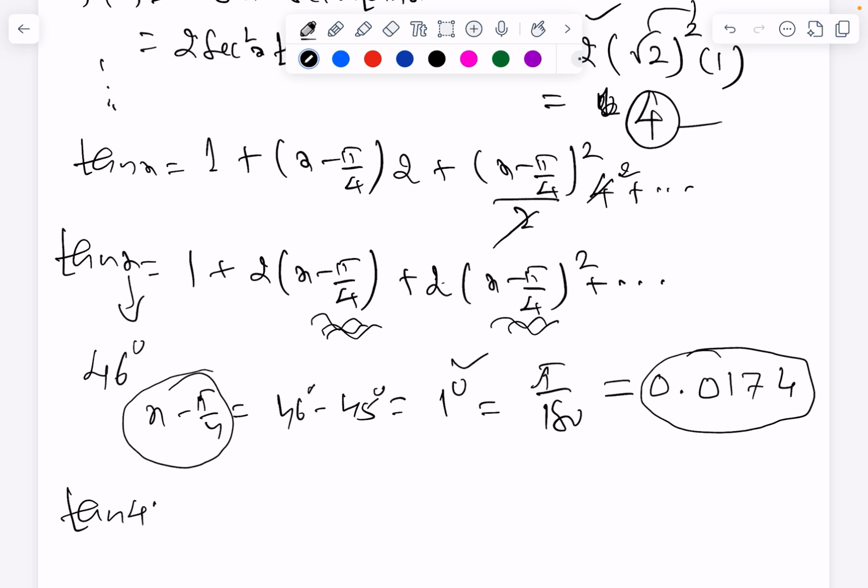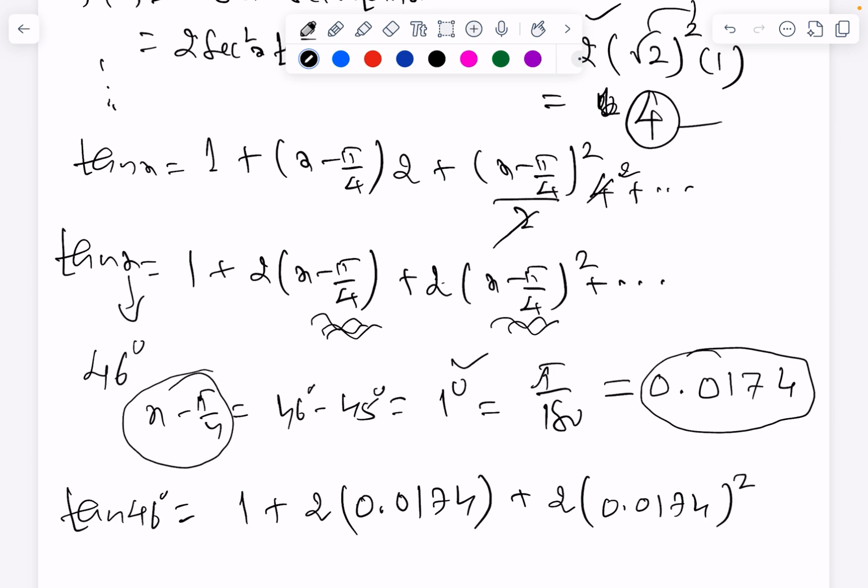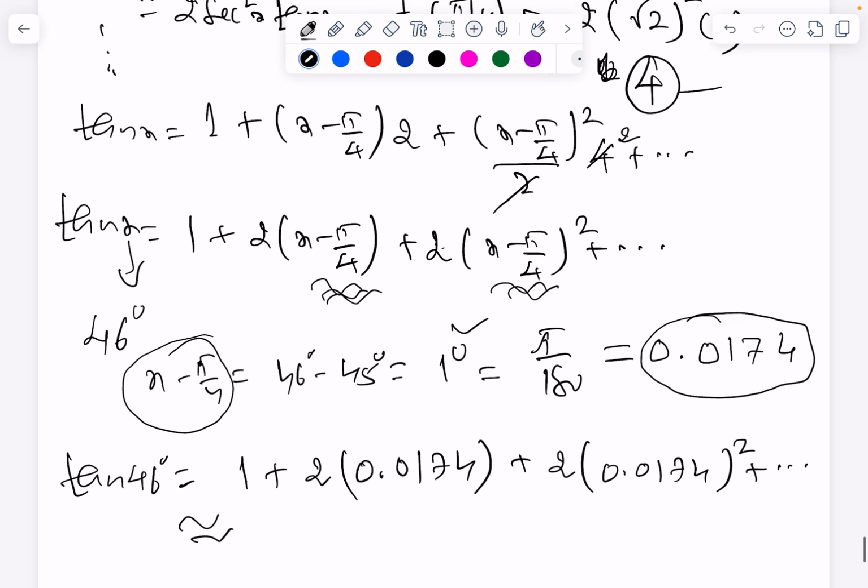So tan 46 degree equal to 1 plus 2 multiplied by 0.0174 plus 2 into 0.0174 square, and so on. And using the calculator, you will get the approximate value as 1.0354. Okay.